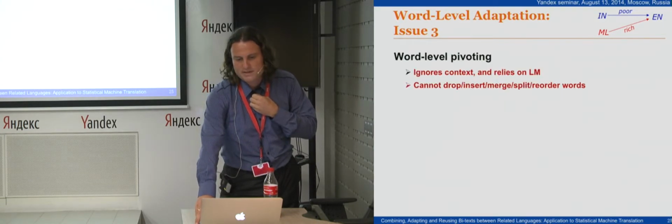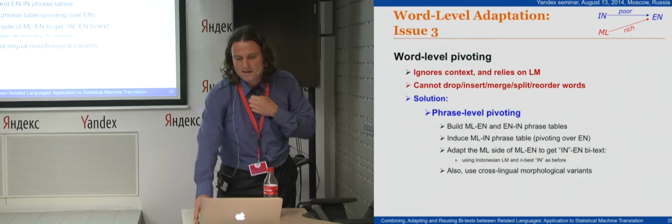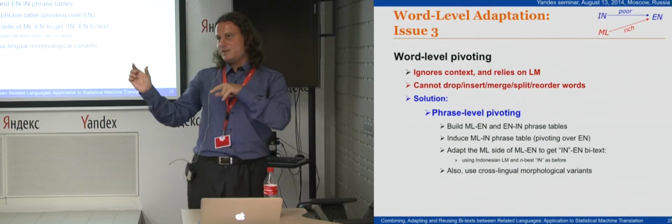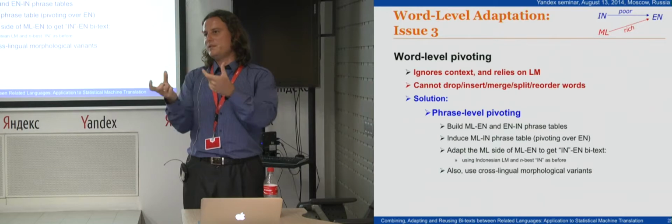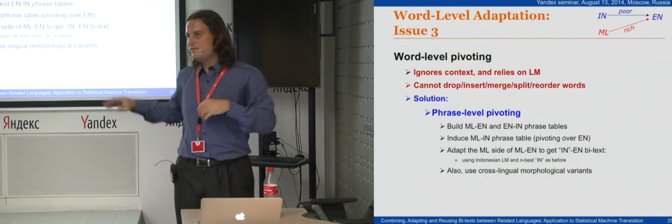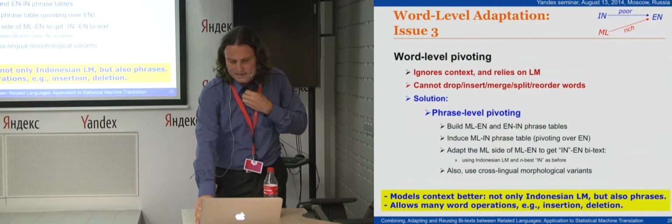The third problem is that we do the pivoting at the word level, which means that we cannot drop words, we cannot insert, we cannot merge, we cannot split, we cannot reorder, and so on. One way out of this is to do the pivoting not at the word level, but at the phrase level. And we have seen before with phrase-based translation that phrases can capture a lot of local reordering, and many of those things can be captured. And this works quite well.